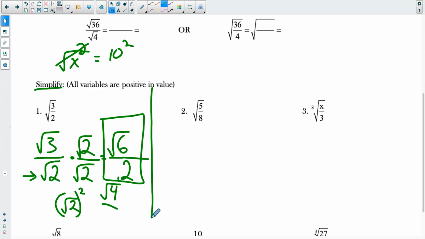We are going to do number 2, but we're going to skip over it. We're going to take a look at number 3. Number 3 is looking at a cube root, and it doesn't change the process. I still cut them in half. So I'm going to have the cube root of x divided by the cube root of 3. For something to come outside of a cube root, you need 3 of a kind. I have 1 3. So that means I need how many more 3s? 2. 2 more 3s. You have to multiply by 3 two times.